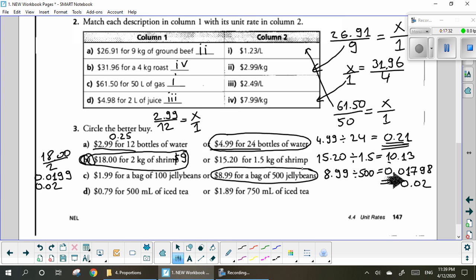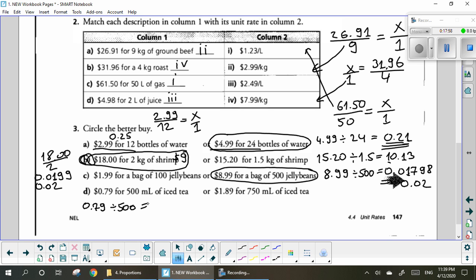Next one, we have iced tea. Again, two sizes. One is 500 milliliters, one is 750. Same process. But as you can see, when you get to these smaller units, such as jelly beans or milliliters, you're going to have to look at more decimal places to make a better comparison. So in this case, I'm dividing 0.79 by 500.